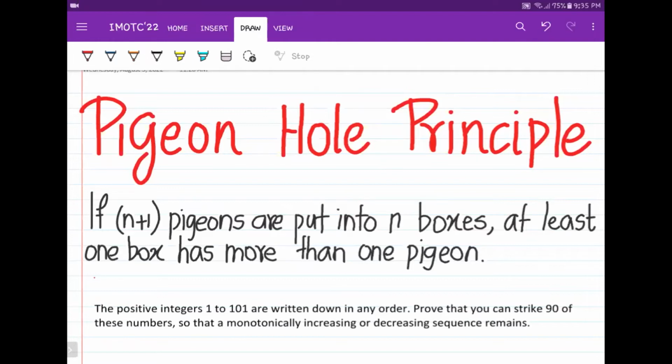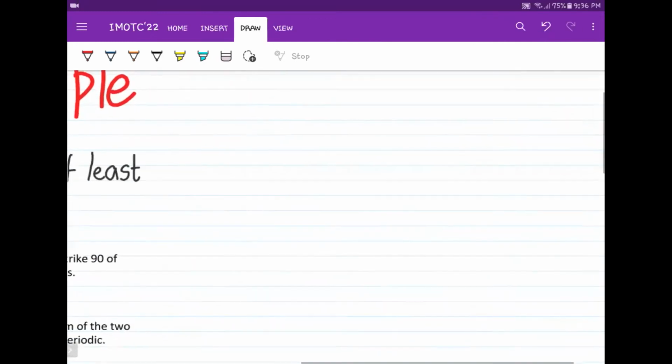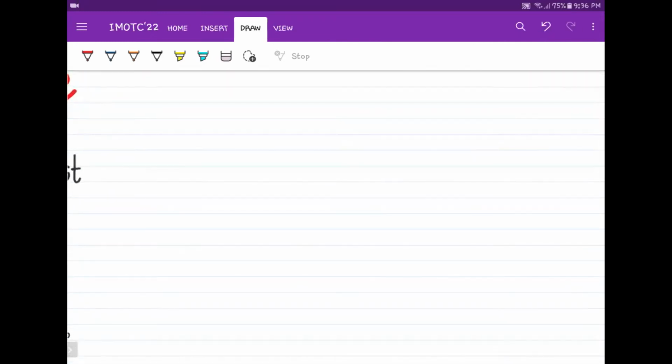I have some idea for the first problem. If you can strike out 90 of these numbers, you need to prove that at most a subsequence of 90 terms are there such that they don't have any monotonic behavior.